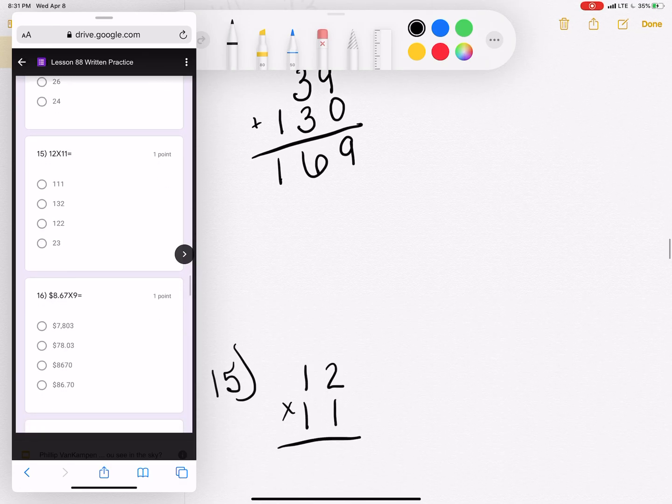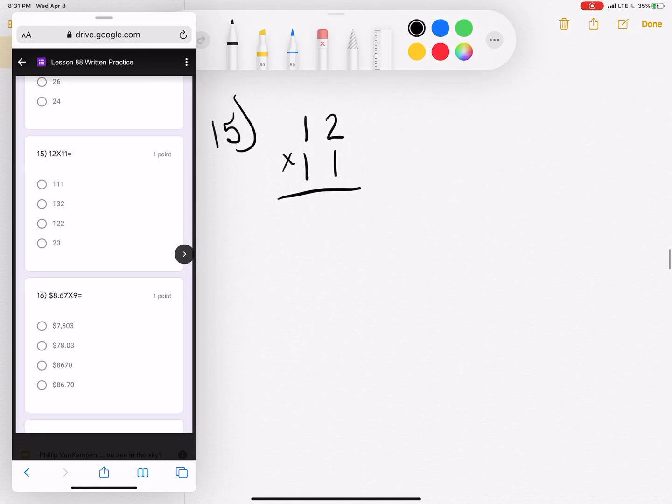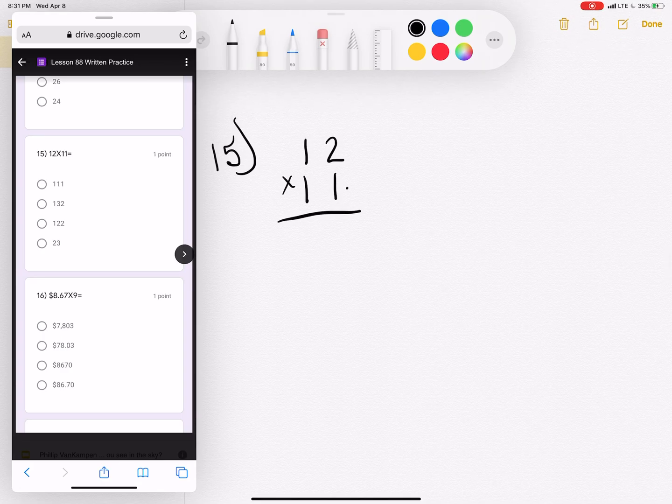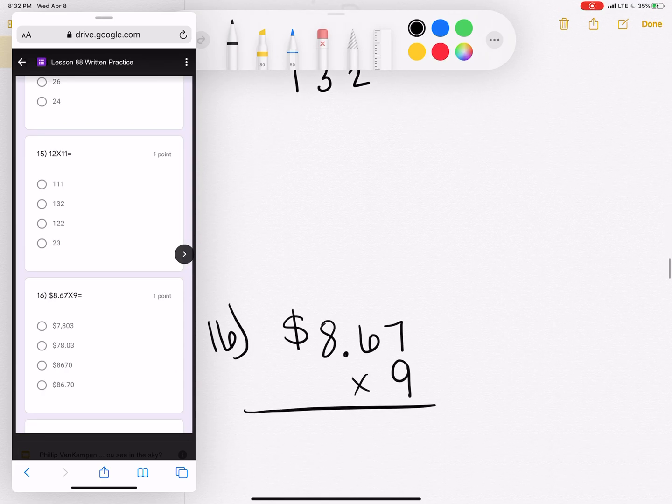Number 15. 12 times 11. 1 times 2 is 2. 1 times 1 is 1. Mark out. Put a 0 right under your ones place. 1 times 2 is 2. 1 times 1 is 1. Add them up. 2, 3, 1. 132 on number 15.